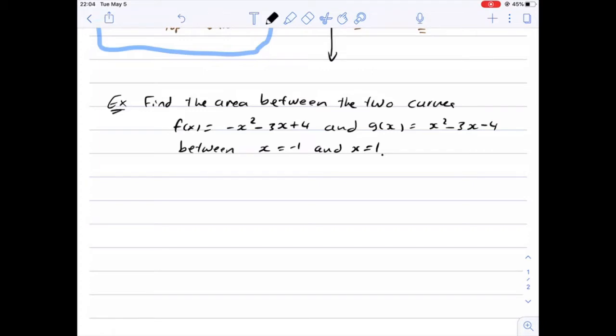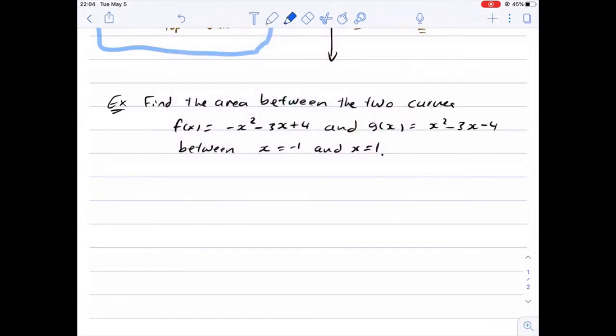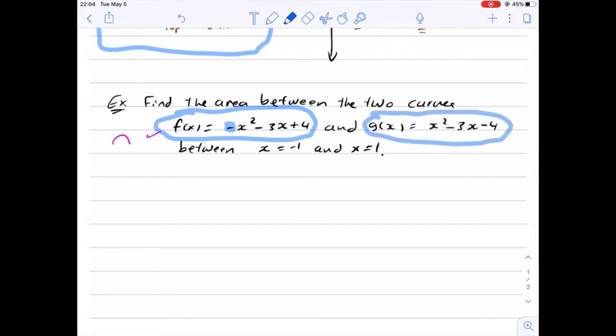So how to know that this is not necessary? Look at the first function, f of x. For the function f of x, as you can see, the coefficient of x squared is negative, and that means this is a parabola that's open down. And for the second function, this is a quadratic function with positive leading coefficient. I mean the coefficient of x squared is positive. That means it's open up.